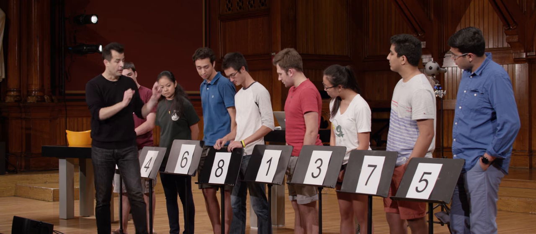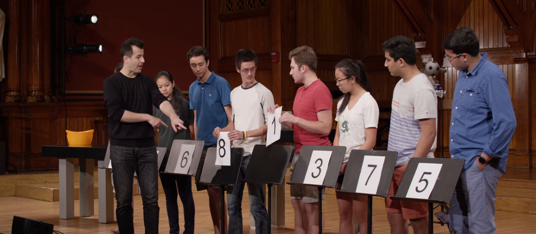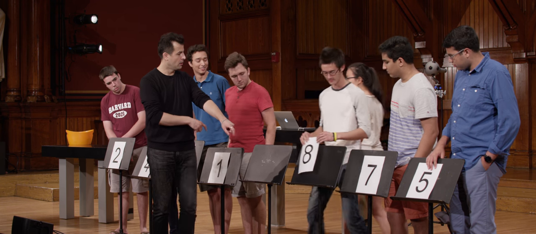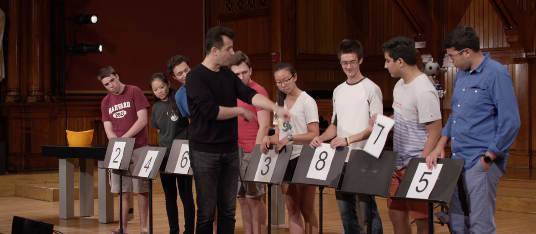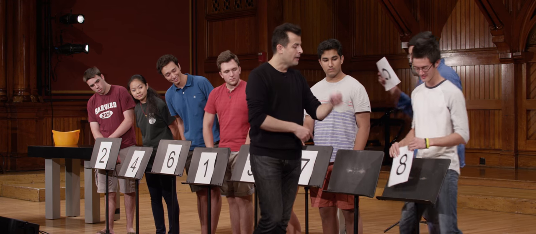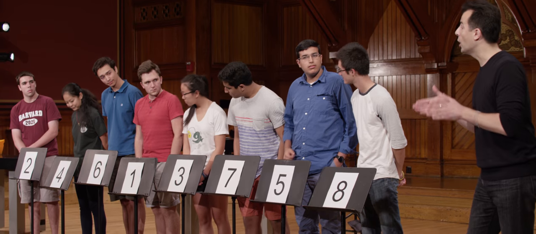6 and 8, in order. 8 and 1, not in order. So let me swap that again. 8 and 3, out of order. Let me swap that again. 8 and 7, out of order. Let me swap that again. 8 and 5, out of order. Let me swap that again. And now what has happened? Is the list sorted? Because I fixed all the pairwise mistakes.